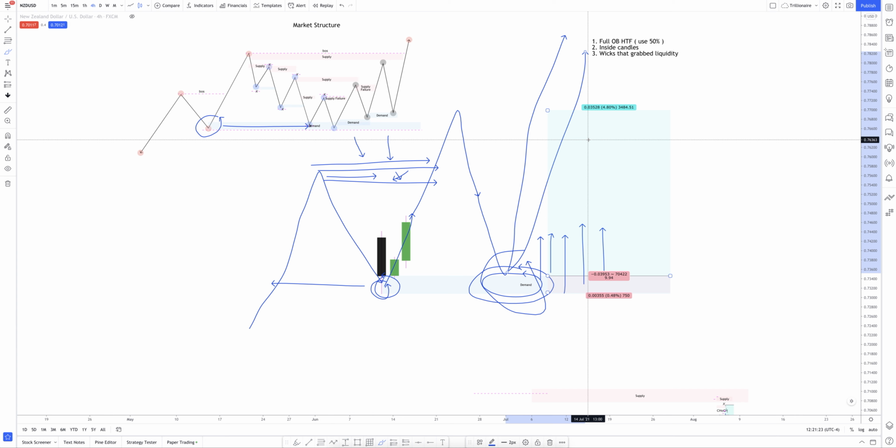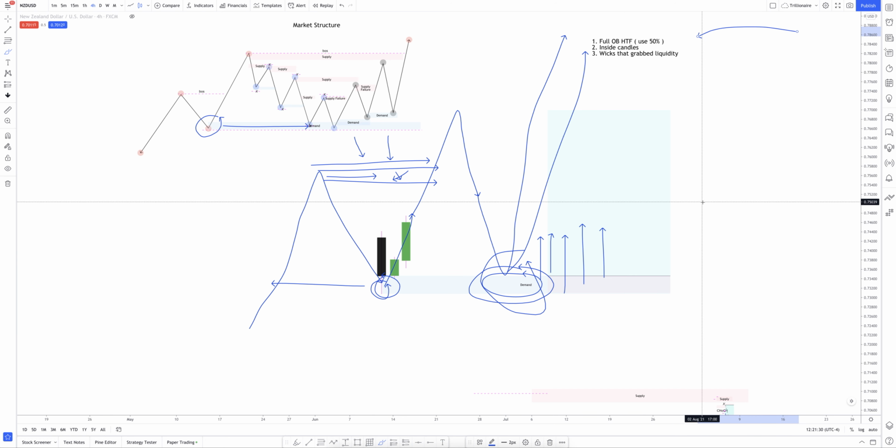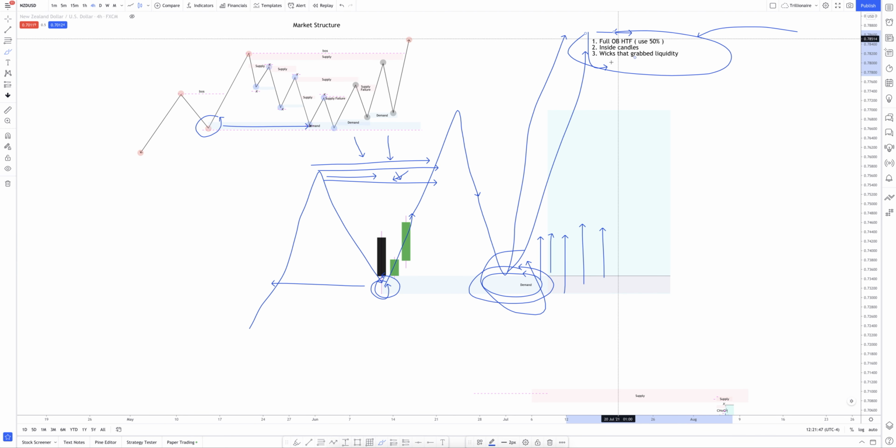So with that being said, I don't want to make a super long video. I'm going to go ahead and wrap this up. But these are basically the 3 styles that I use to refine my order blocks. And I think you guys are going to be able to have success. So it's just 3 different styles, right? Just 3 different styles, and that's it. So you don't really have to think about, do I use this whole zone? Do I use this whole range? You don't have to think about that. Just follow this right here. If you see a wick that grabs liquidity, use that. If you see an inside candle, use that. If you want to use the full higher time frame order block, use that. And then if you want to take your entries based off of that, just use 50%.